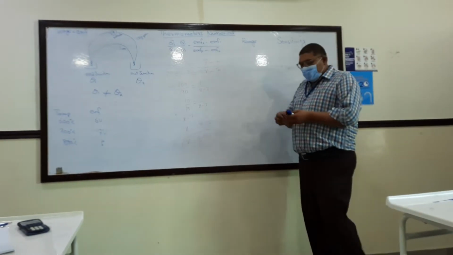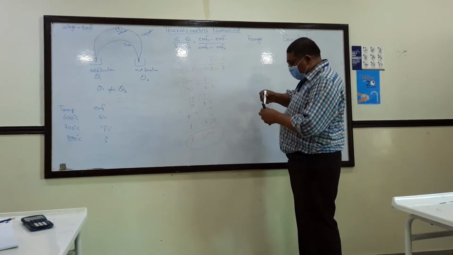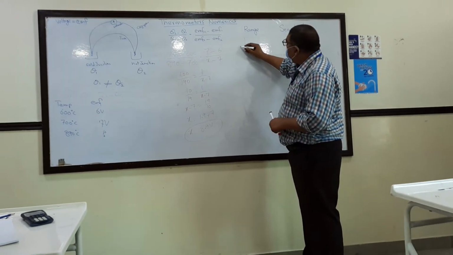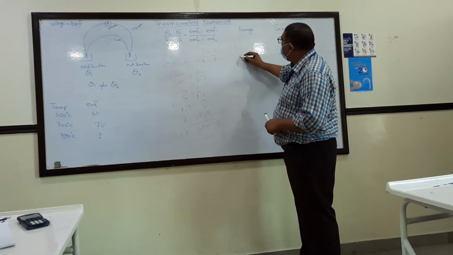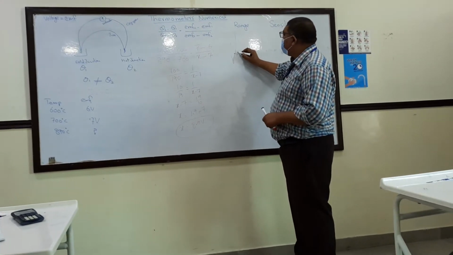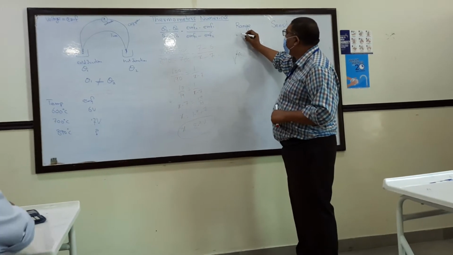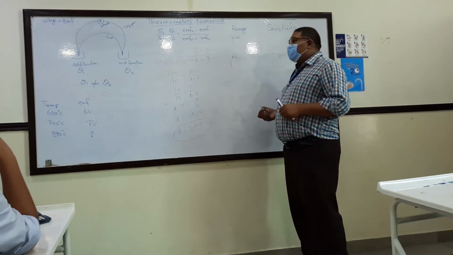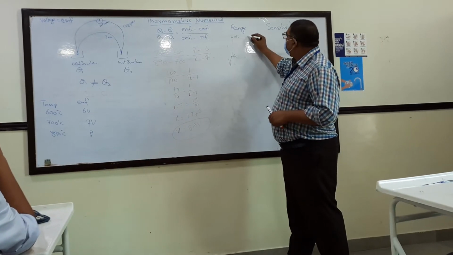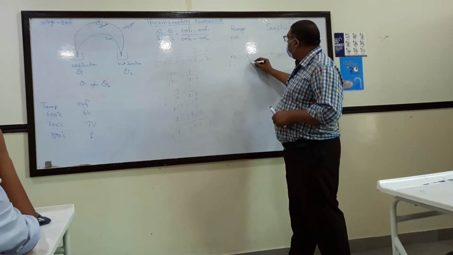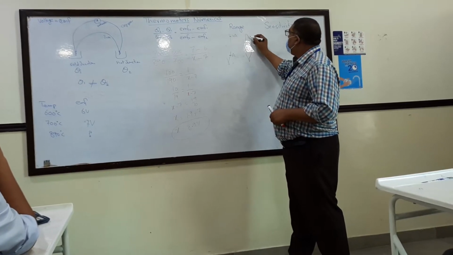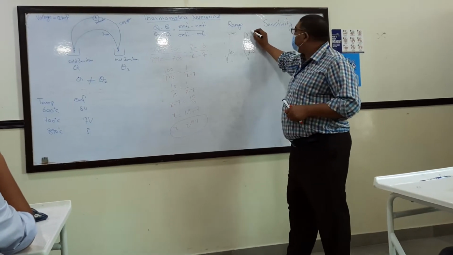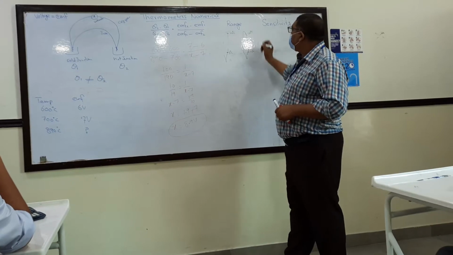For example, suppose I have a thermometer here, and the lowest temperature it can read is 0, and the highest is 40 degrees centigrade. Suppose this is A. Suppose I have, in the same length, another thermometer, and the smallest temperature it can read is minus 10 degrees, and the highest temperature it can read is, let's say, 120 degrees centigrade.